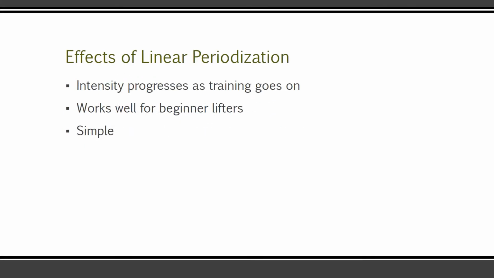Linear periodization works by prescribing a lighter intensity at the beginning of a program and progressing it to a higher intensity as training goes on. This method works well for beginner lifters and is quite simple. The key takeaway from linear periodization is that a majority of the training is done at a moderate to low intensity, and as you get closer to peaking, the intensity will increase while the volume decreases.